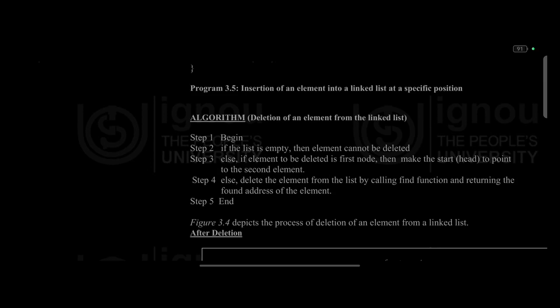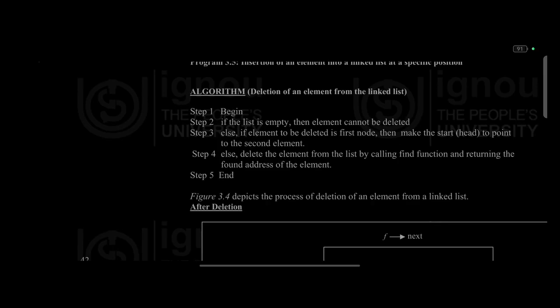So that was Program 3.5, insertion of an element into a linked list at a specific position. Now you can see the algorithm for deletion of an element from the linked list. Step 1: Begin. Step 2: If the list is empty, then the element cannot be deleted. Step 3: Else if the element to be deleted is the first node, then make the start (head) point to the second element. Step 4: Else delete the element from the list by calling the find function and returning the found address of the element. Step 5: End.